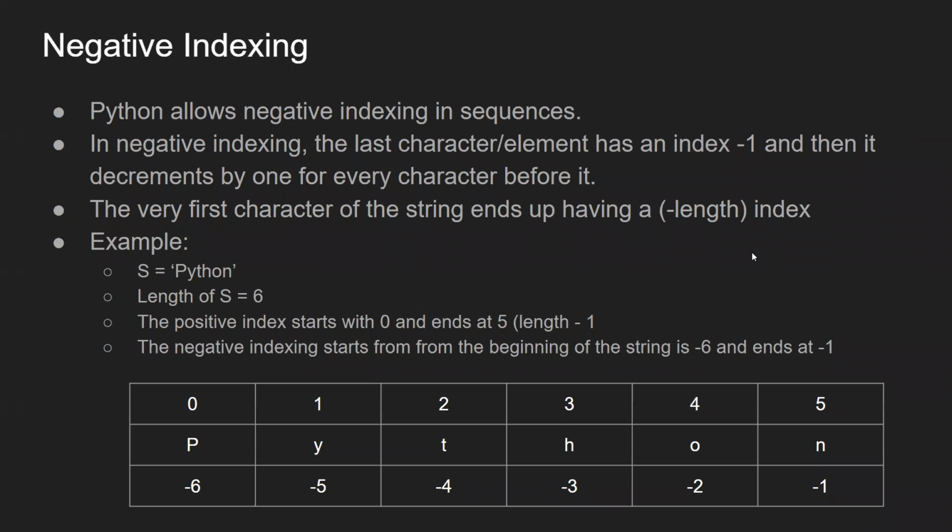Also, Python supports negative indexing in all sequences, whether it is string, tuple, or list, the method is the same. In negative indexing, the last character or the last element has an index -1, and then it decrements by 1 for every character before it. So the very first character will have the index as minus length. In my example, if s is equal to Python, then length of s will be 6. So positive index will start from 0 and end at 5. Negative index will start with -1 and end with -6.